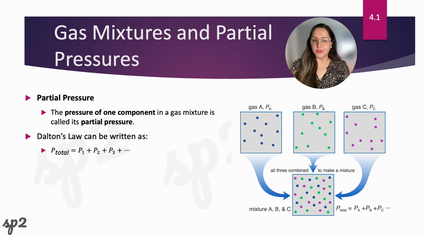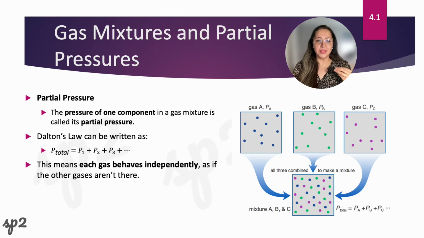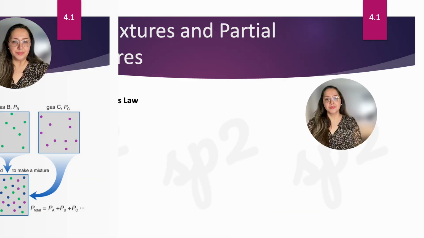Now, according to Dalton's law, as we said, the total pressure is going to be the sum of all of these individual pressures. We just need to add them up, right? Now, if you think about that, this means that each gas behaves independently. We're not going to have any chemical reactivity between these gases. There are no chemical reactions. We just put them all together so they can behave independently, as if there are no other gases around them, right? All I need to do is sum all of these pressures and that would give me my total pressure. Okay, I hope that makes sense.